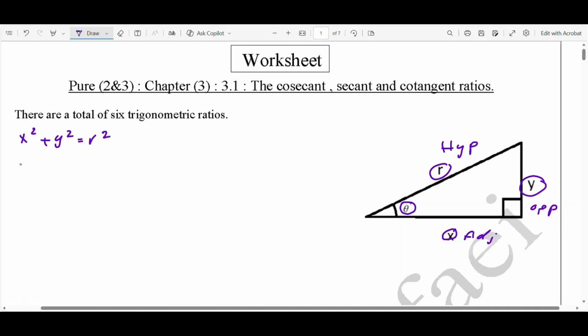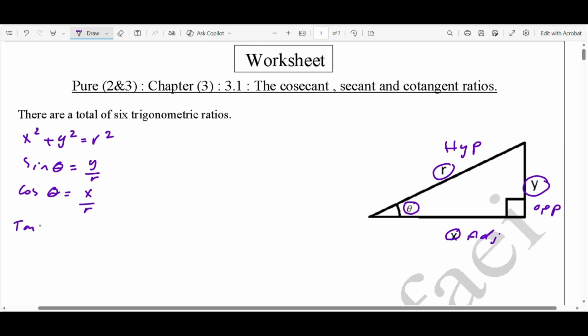And we know that sine theta is opposite over hypotenuse, y over r. Cosine theta, adjacent over hypotenuse, x over r. Tan theta is opposite over adjacent, or it's sine theta over cosine theta.